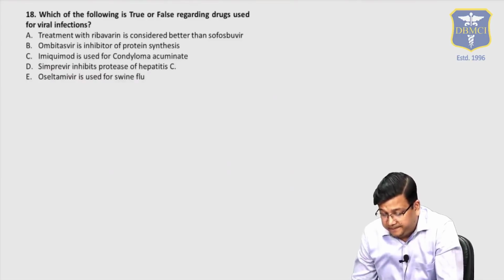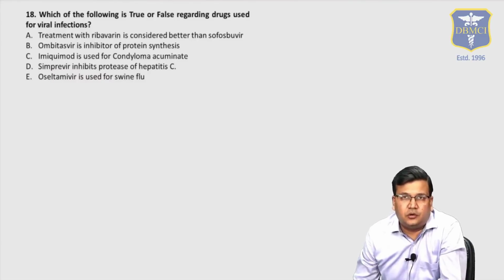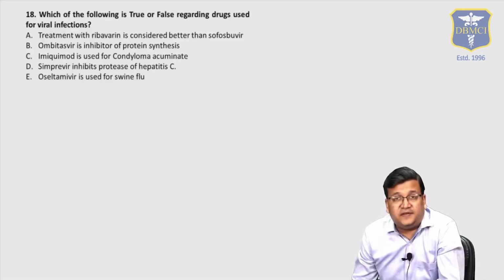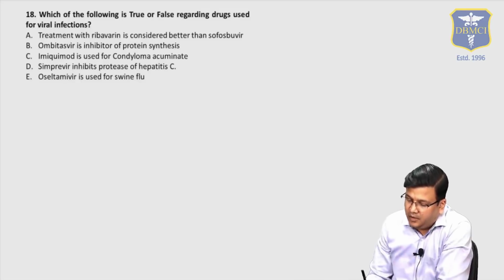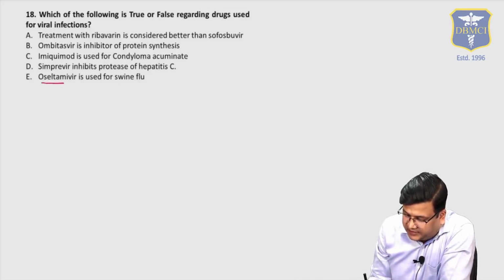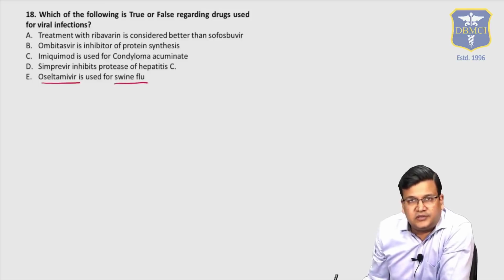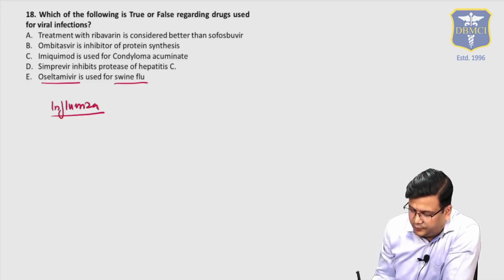Question number 18, it has 5 statements, true or false. Independently we have to assess whether each statement is true or false. Now viral infection drugs are given, and we will see that out of these 5 statements, option number E, oseltamivir, is used for swine flu or influenza. Swine flu is influenza. So for influenza, let's take influenza first.